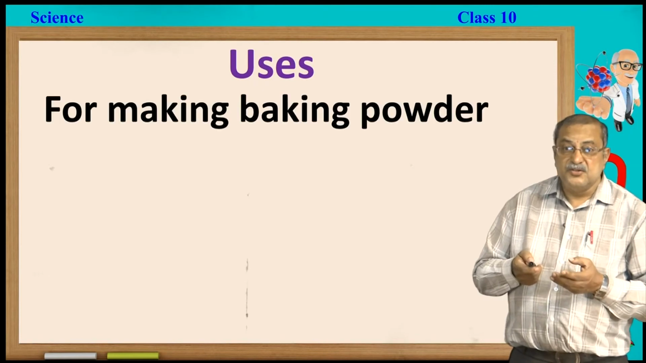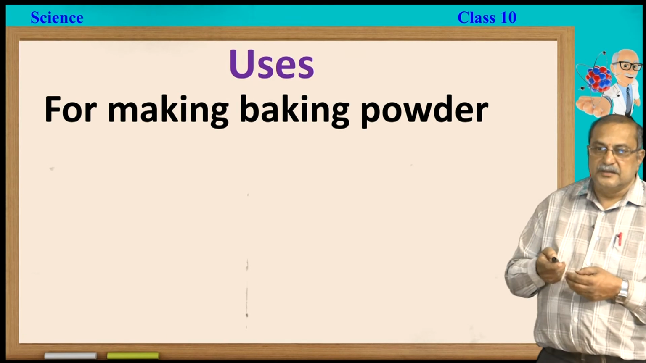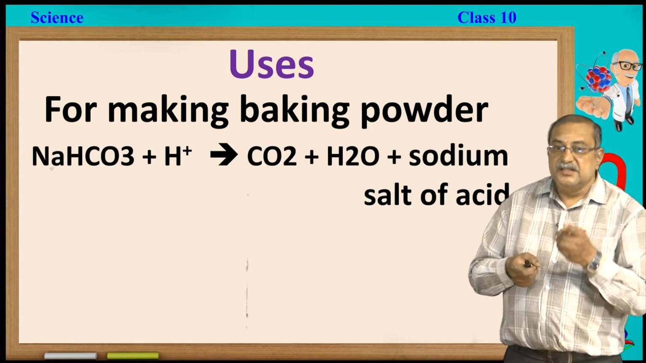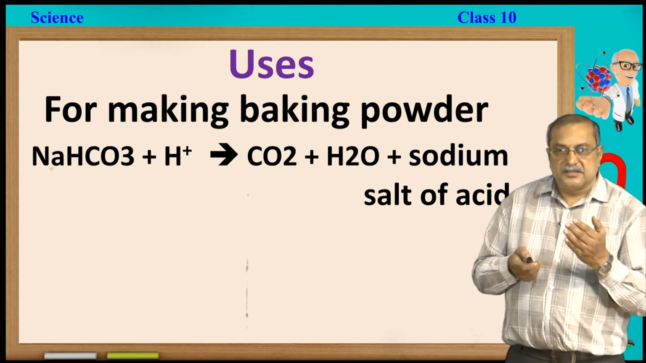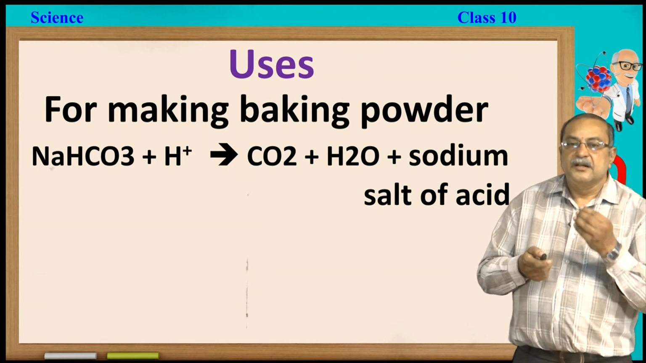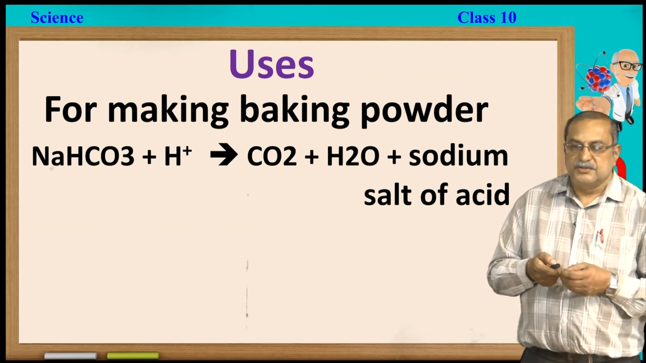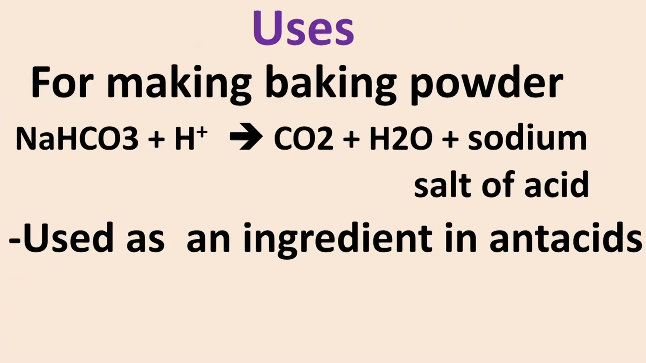Next, other uses we are going to see, that is for making baking powder. Baking powder means NaHCO3 plus H+. Where do we get this H+? It is from a mild acid like tartaric acid. So, when it is heated, carbon dioxide plus water plus the sodium salt of the acid is going to be obtained.